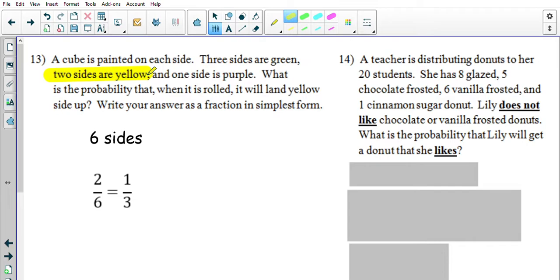Number 14, a teacher is distributing donuts to her 20 students. She has 8 glazed, 5 chocolate frosted, 6 vanilla frosted, and 1 cinnamon sugar donut. Lily does not like chocolate or vanilla frosted donuts. What is the probability that Lily will get a donut that she likes?